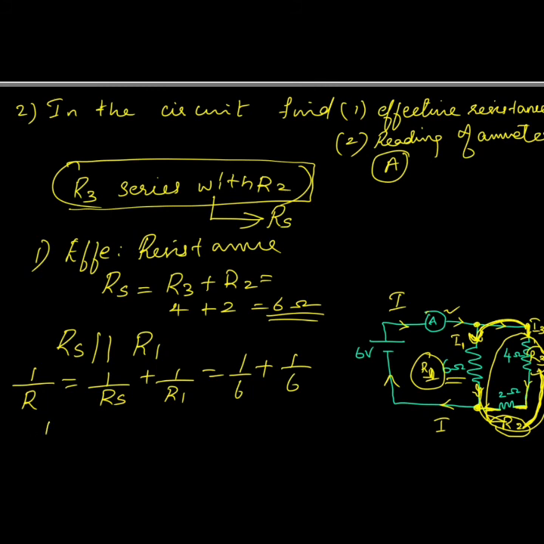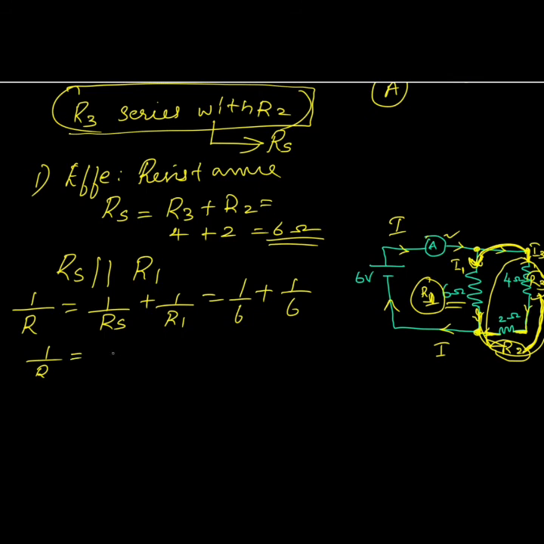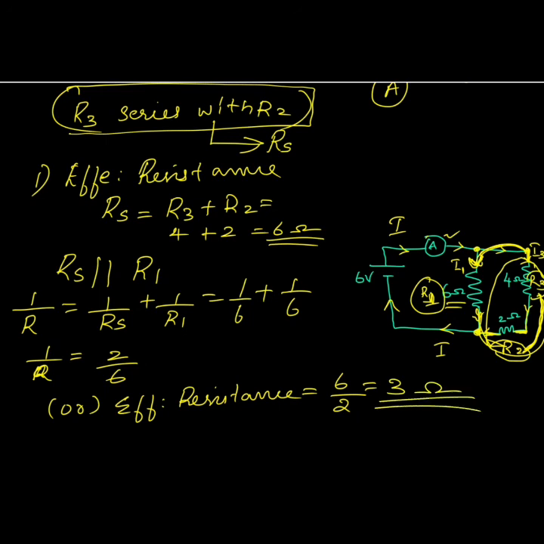So the total resistance, 1 by R, you can write as 2 by 6. The effective resistance is equal to, you should take the reciprocal, since this is 1 by R, so you take the reciprocal, 6 by 2, which is equal to 3 ohm. So the total resistance or effective resistance of the whole circuit is 3 ohm.